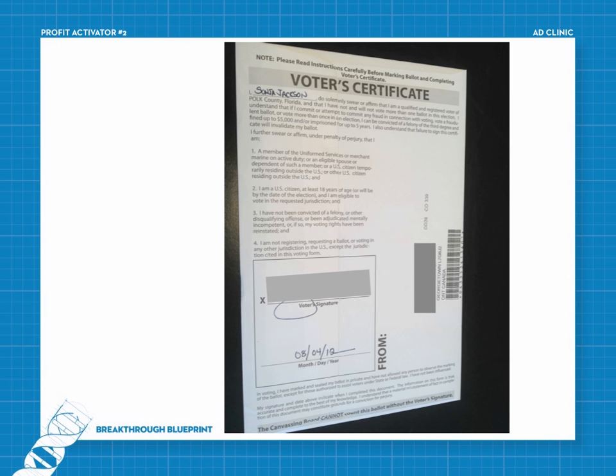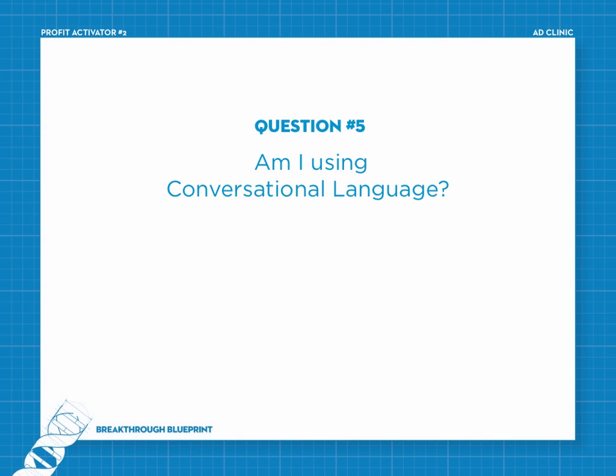And even one little thing can tip something off to make it not look as official as it could, to make it not look as important as it could. Question number 5 is, am I using conversational language?